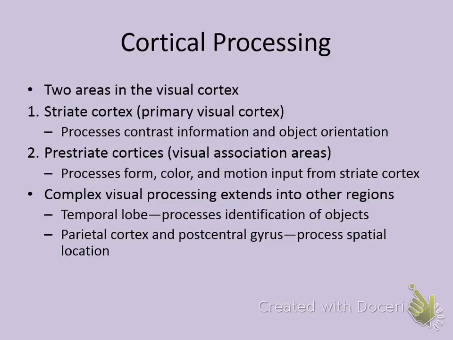The temporal lobe processes identification of objects. So if you have your favorite toy, you remember that. You'll remember it all your life. If you had a little teddy bear when you were a kid, it's stuck in the back of your brain. It's there. The parietal cortex and the post-central gyrus are there for spatial location.